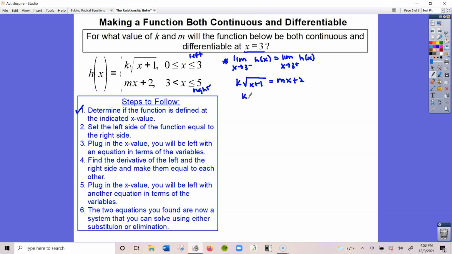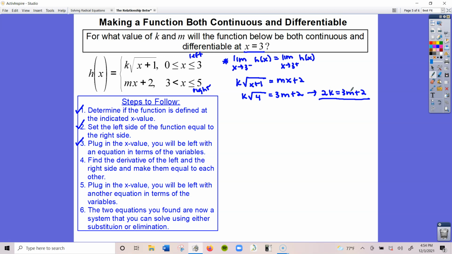So this is going to be k square root of 3 plus 1, which is 4, is equal to 3 times m plus 2. The square root of 4 is 2, so the equation I get is 2k equals 3m plus 2. So I have done my step 2. I set the left side of the function equal to the right. I plugged in the x value, and now we are left with an equation in terms of these variables. I have 2k equals 3m plus 2.